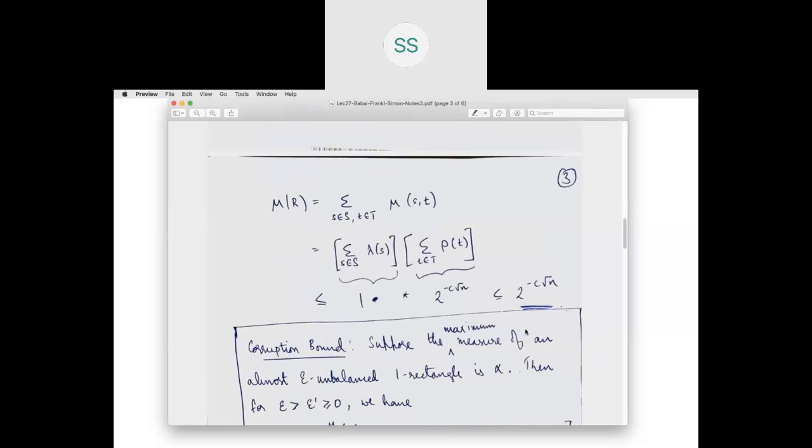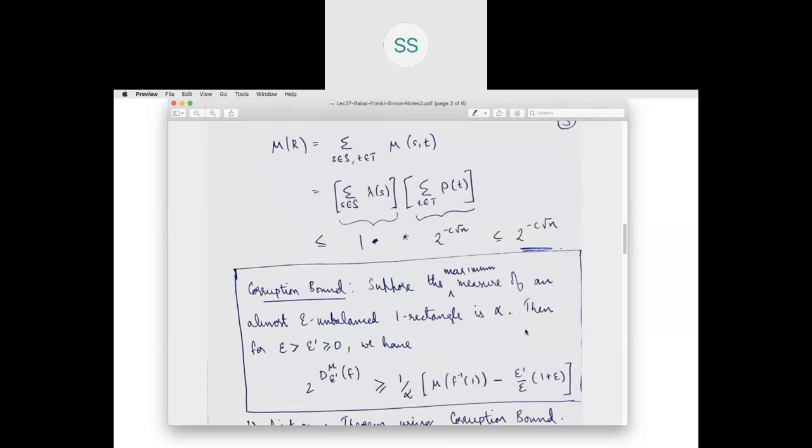Now I will state a theorem or a result called the corruption bound. What it says is that consider all the almost epsilon unbalanced one rectangles, and consider their measures. If the maximum measure of such a rectangle is alpha, and suppose epsilon is strictly greater than epsilon prime greater than 0, then 2 power the distributional complexity of, okay, just one more thing.